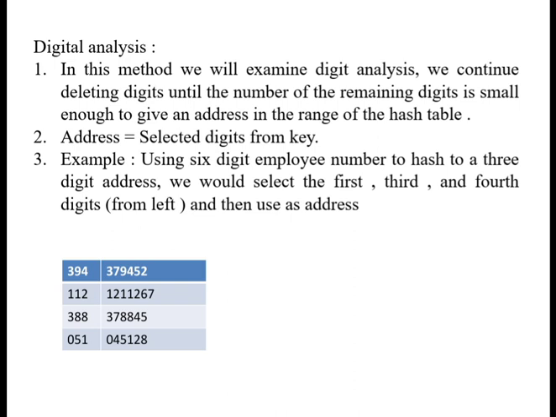Digital analysis. In this method, we examine the digits. We continue deleting digits until the number of remaining digits is small enough to give an address in the range of the hash table. Address is equal to selected digits from the key. Example, using a 6-digit employee number to hash to a 3-digit address. We would select the first, third, and fourth digits from the left and use them as the address. For example, 379452: 394 are the first, third, fourth digits. Similarly for the other two examples.